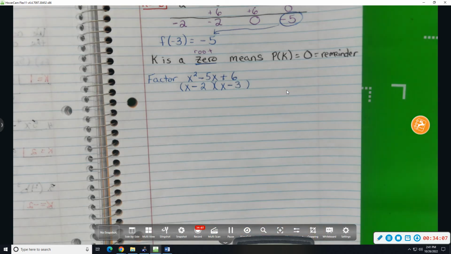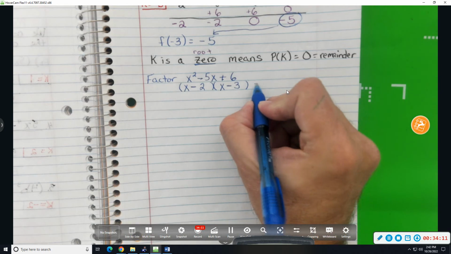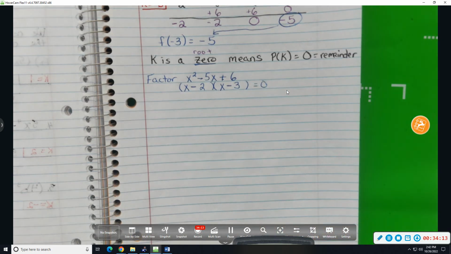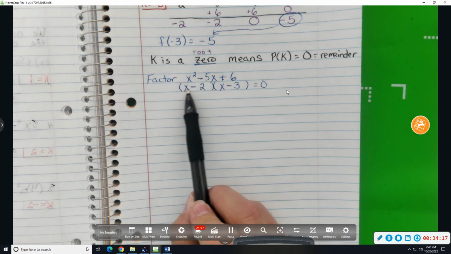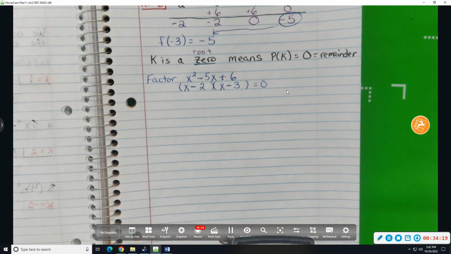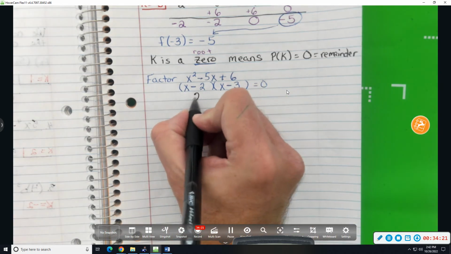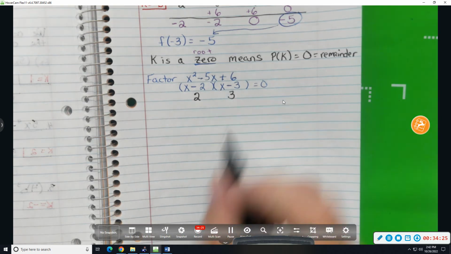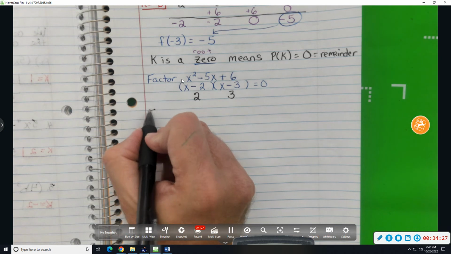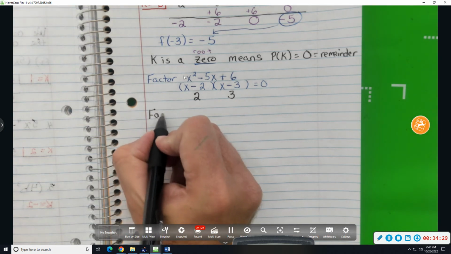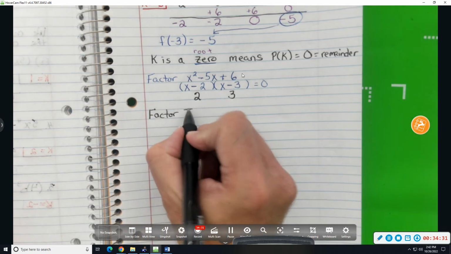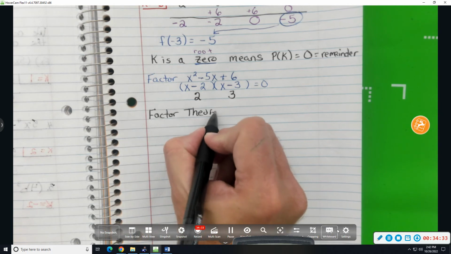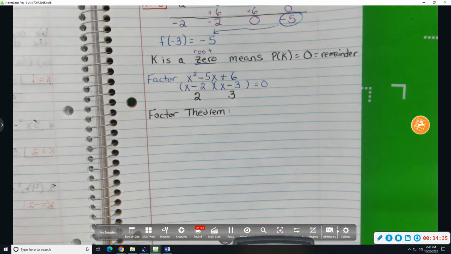I agree. Now, let's go ahead and solve this equal to 0. If I set each one of these factors to 0, what's the first solution I'd get here? 2. What about this one right here? 3. You have just found the zeros for the function defined by x squared minus 5x plus 6. And you just discovered the factor theorem all on your own.